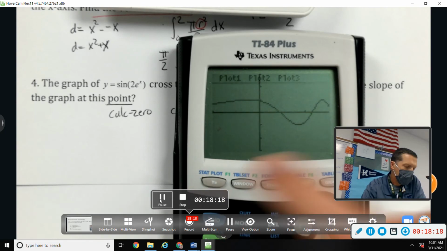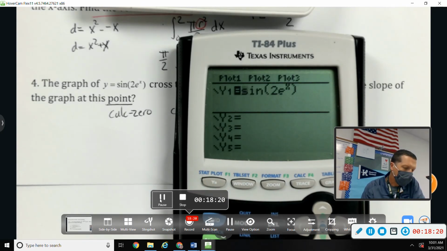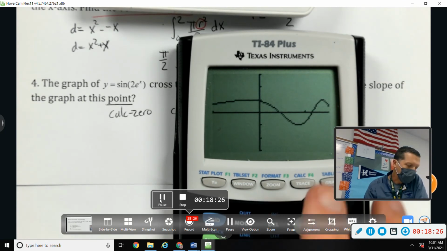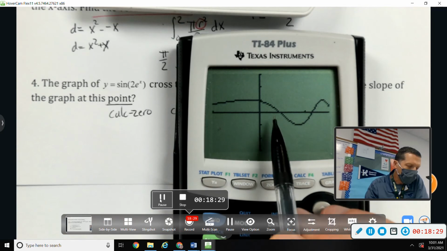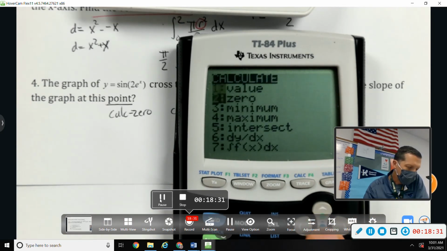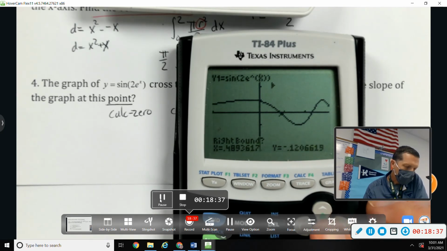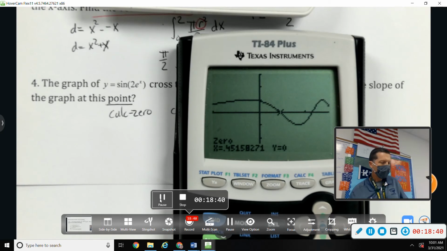All right, so there it is. y equals sine of 2e to the x. Weird function, weird graph. But sure enough, it crosses the x-axis once between 0 and 1. So second calc, zero. Left bound, right bound, guess. So it crosses at 0.45.